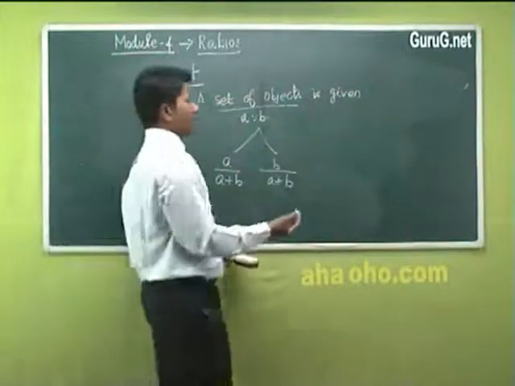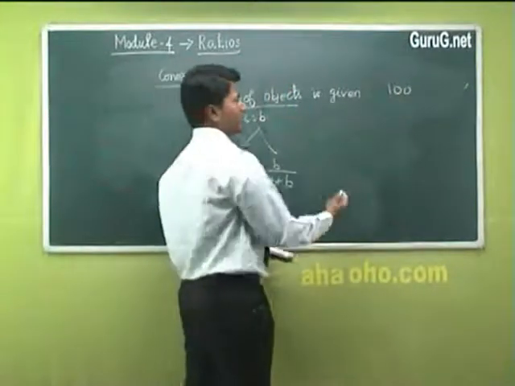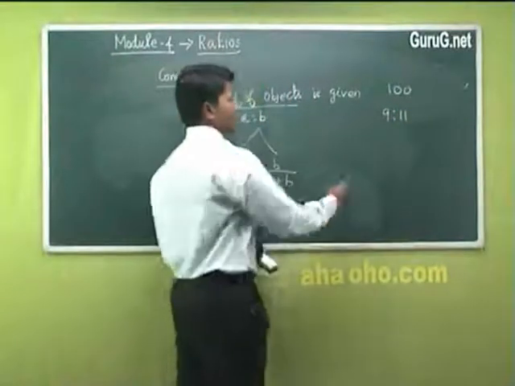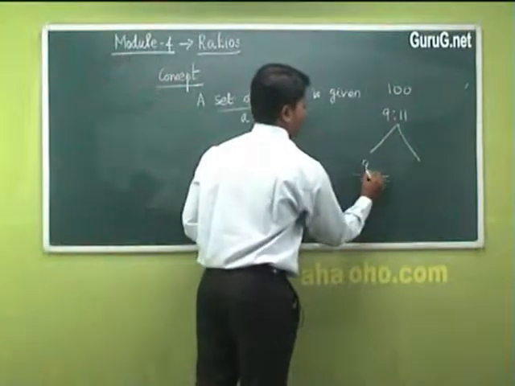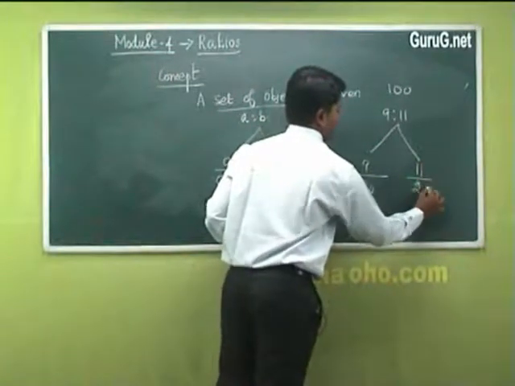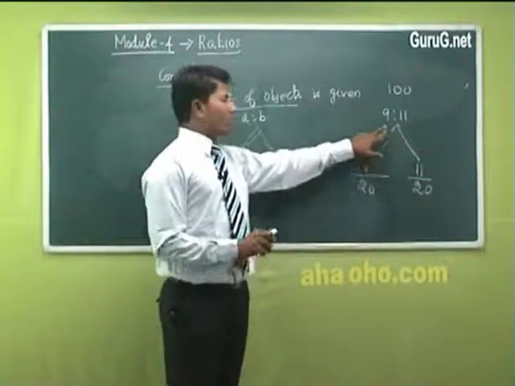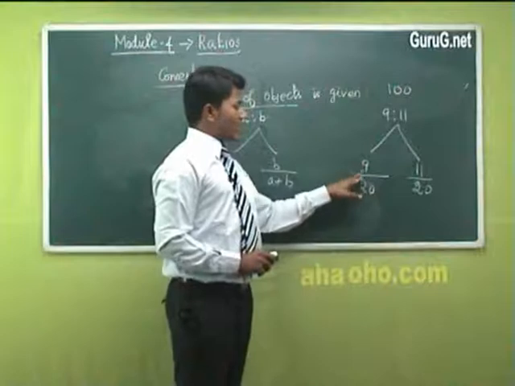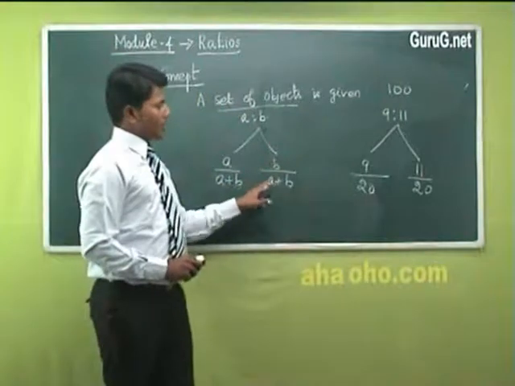As we have seen in our previous example, say a group of 100 objects is given and you want to divide it in the ratio of 9 is to 11. So 9 is to 11 in the sense, divide 9 by 9 plus 11 is 20, and 11 by 9 plus 11 is 20. Initially you can consider there are 20 students in the class and you can divide them into two groups, say 9 by 20 and 11 by 20. How did you derive this? A by A plus B and B by A plus B.